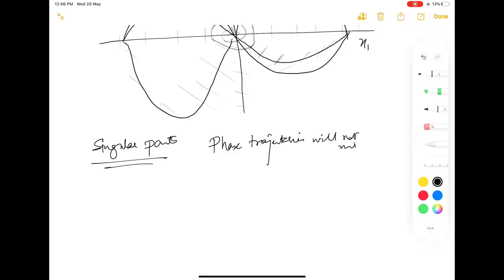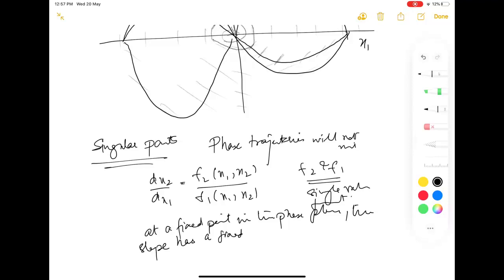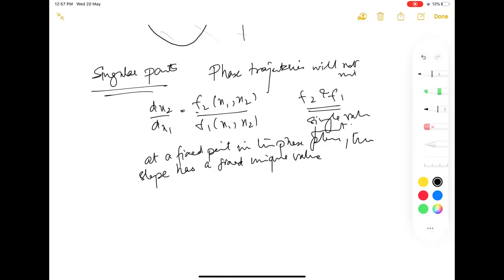Your phase trajectories will not meet because the slope is unique for single valued functions. You have basically dx2 by dx1 is equal to f2 of x1 comma x2 divided by f1 of x1 comma x2, and f2 and f1 are normally single valued functions, right? So this implies that at a fixed point in the phase plane, the slope has a fixed unique value, right? Because f2 would have a unique value at x1, x2, and f1 would have a unique value, so the slope would have a unique value. This implies that the phase trajectories will not intersect.